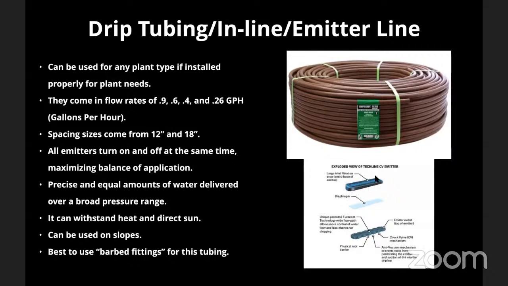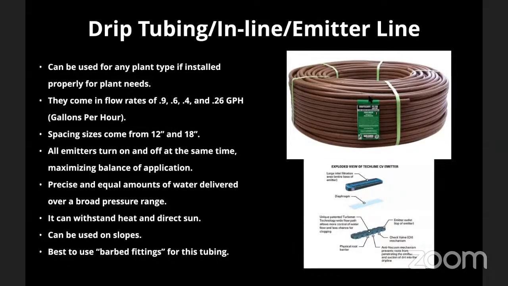And then the actual dripper itself is going to be regulated, as long as there's pressure, to put out a certain number of gallons per hour from each individual dripper. The common ones are 0.9, 0.6, 0.4, and 0.26. 0.9 is generally the most common, and we'll talk about how to select the best dripper rate for your landscape later on when we talk more about design.